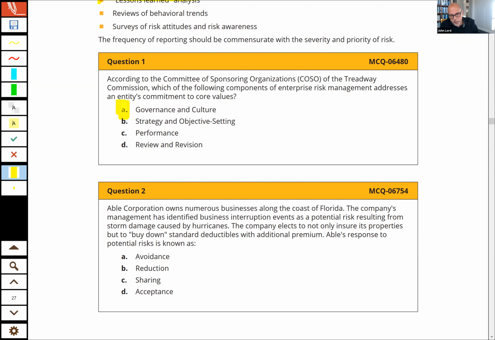A couple of us picked D, review and revision. I mean, I guess review and revision can touch any part of this, right? Because if we see issues related to any part of it, the review and revision should identify that and feed it back into the process. But the best answer is governance and culture here. Okay, I could see why I'd say, well, review and revision touches everything, but governance and culture is most directed to the core values.